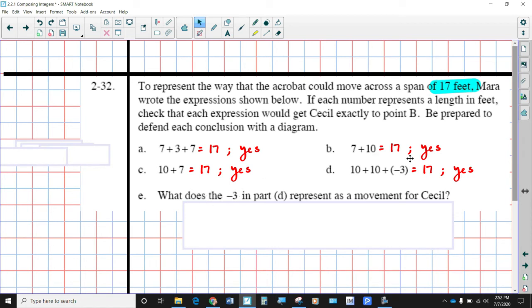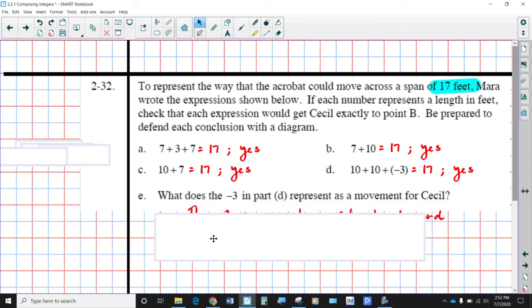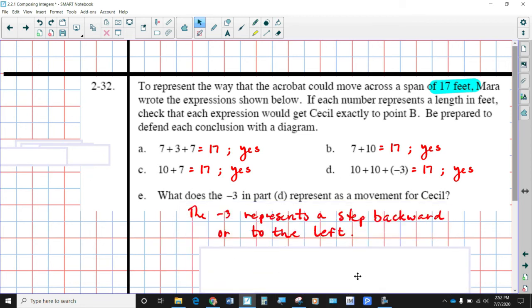So what does this negative 3 represent? I used it once on part E of the Cecil challenge with the acrobatics. It means you're moving backwards, right? Or on the tightrope, moving to the left as we see it. Okay. So a forward is a positive. A negative would be the going in reverse or going backward.